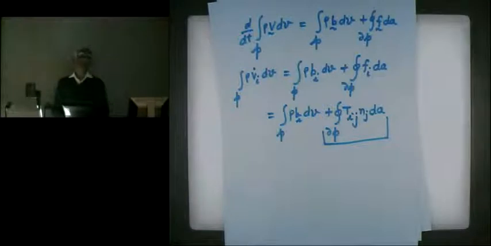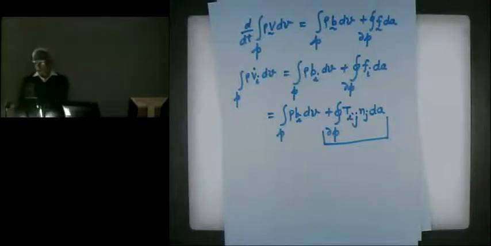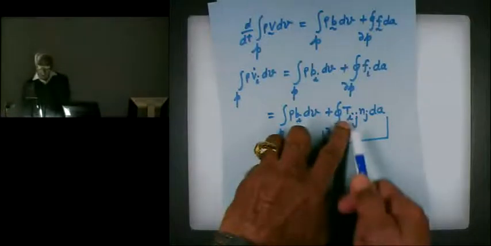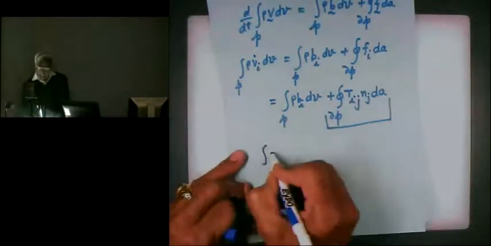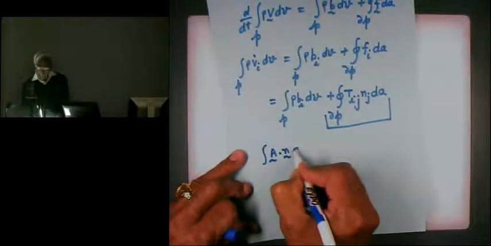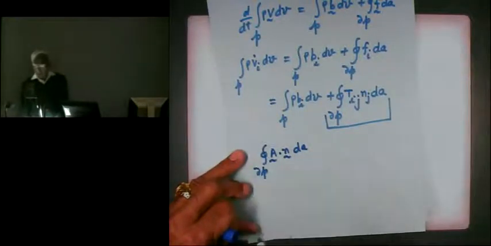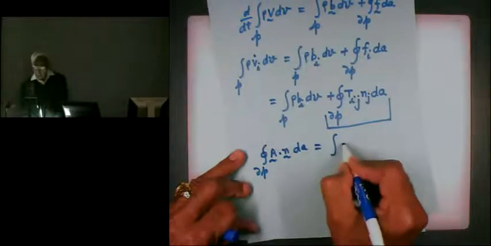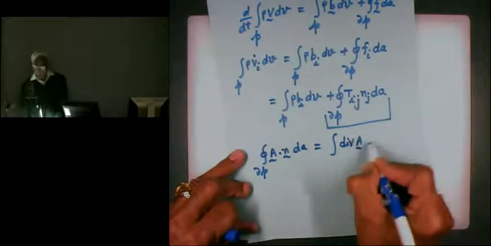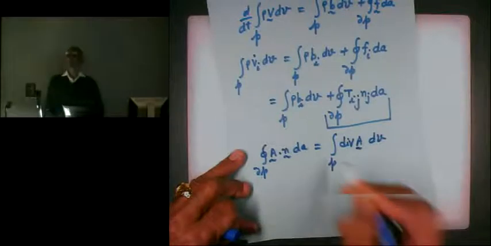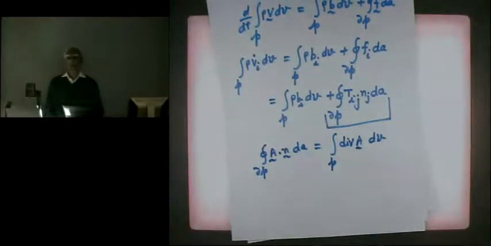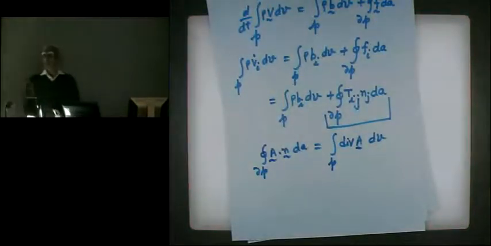Use the divergence theorem. And the divergence theorem says that if you have A dotted with n on the boundaries, then this is equal to the divergence of A over the volume. Right? That's what the divergence theorem says. That if you have A dotted with n on the boundaries, which roughly means the flux coming through the boundaries, it is equal to the divergence of A over the volume.